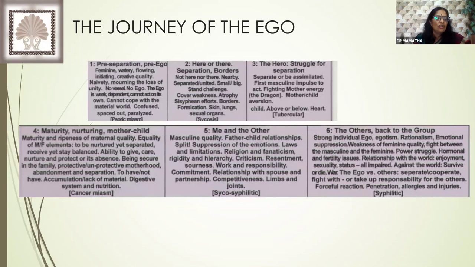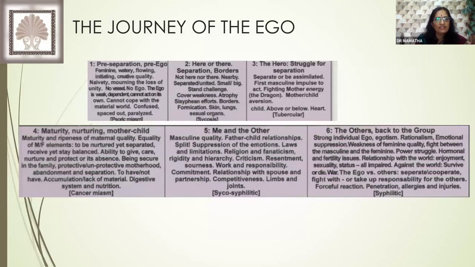Then the fourth column, once again, is maturity, nurturing, mother-child relationships. Maturity and ripeness of maternal quality, equality of mother and father elements, to be nurtured yet separated, receive yet stay balanced, the ability to give, care, and nurture. All these things are there in this column. Fourth column is me and the family. What am I in the family is the fourth column.